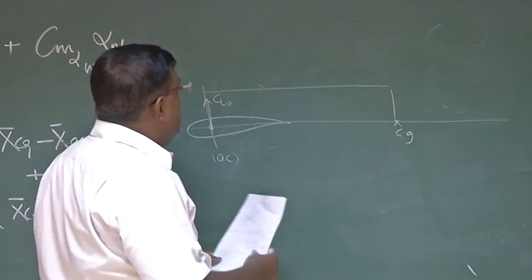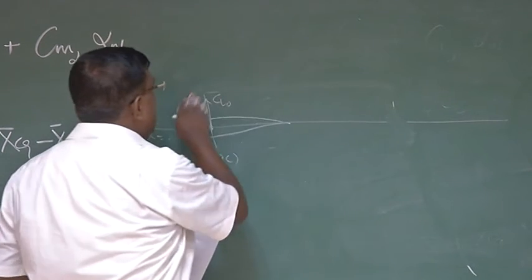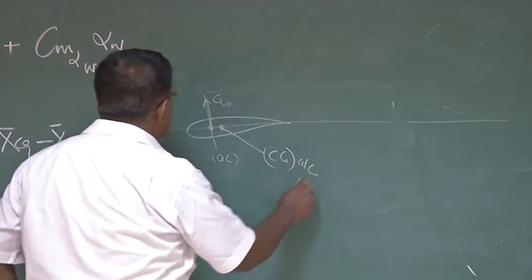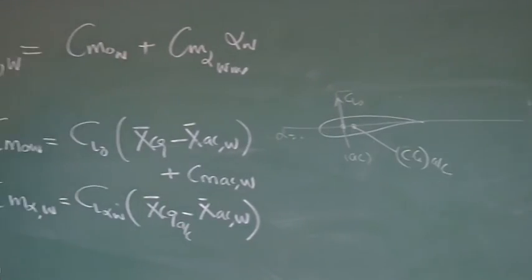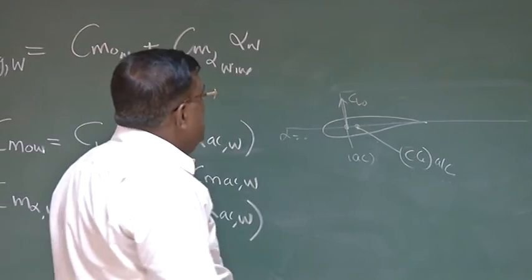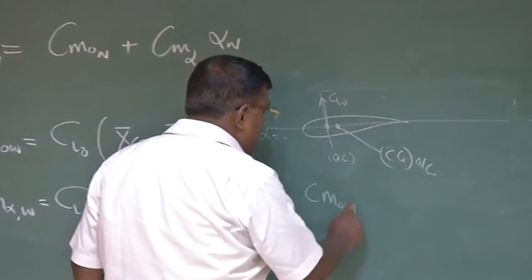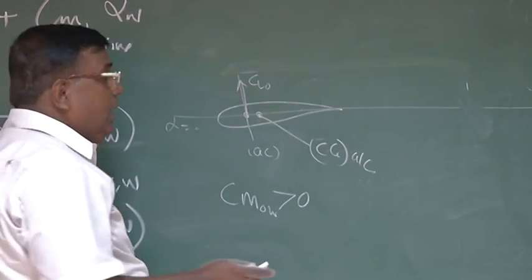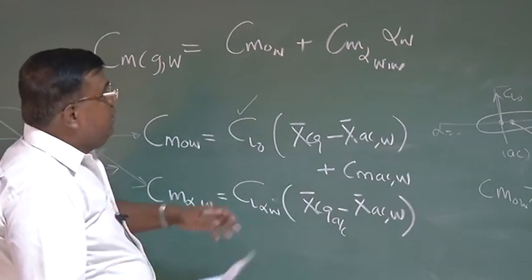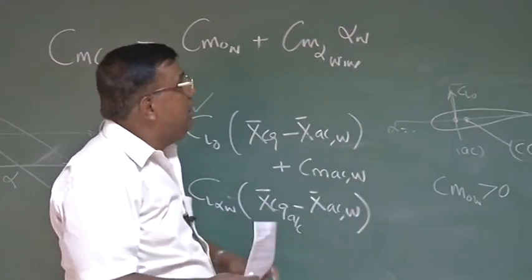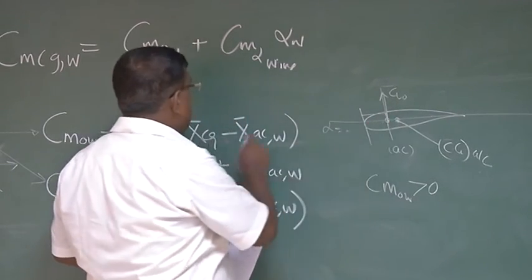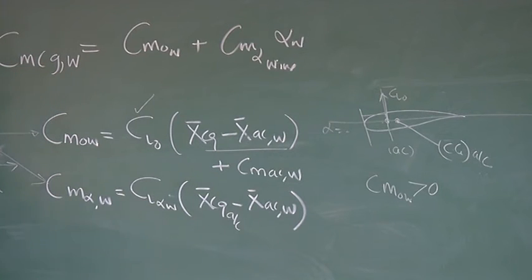In practice, what we'll find, AC of the wing and CG of the whole airplane will be somewhere very close. So this is the CG of the whole aircraft. This diagram is exaggerated to make you understand, but actually you'll find the AC of the wing and CG will be almost very close. But what is important? If I want CM naught wing to be positive, then I must ensure that AC of the wing is ahead of CG of the aircraft. It is very clear from here. If AC is ahead of CG of the aircraft, then this distance XCG minus XAC will be positive. CL naught is positive. It will give positive CM naught.